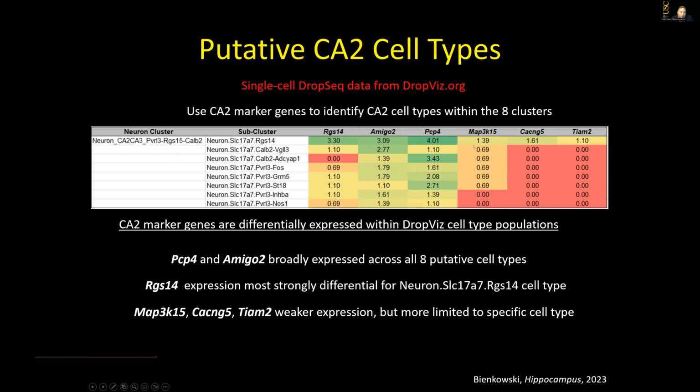The interesting thing for me was the other genes here, MAP3K15, CACNG5, TM2, which are lower expressed than some of the other ones, but also a little bit more specific. MAP3K15 is expressed in this RGS14 cell type, weakly expressed in some of these others. CACNG5 and TM2 are really only expressed in that one cell type and not in any of the others. So there's weaker expression, but somewhat more limited to a specific cell type.